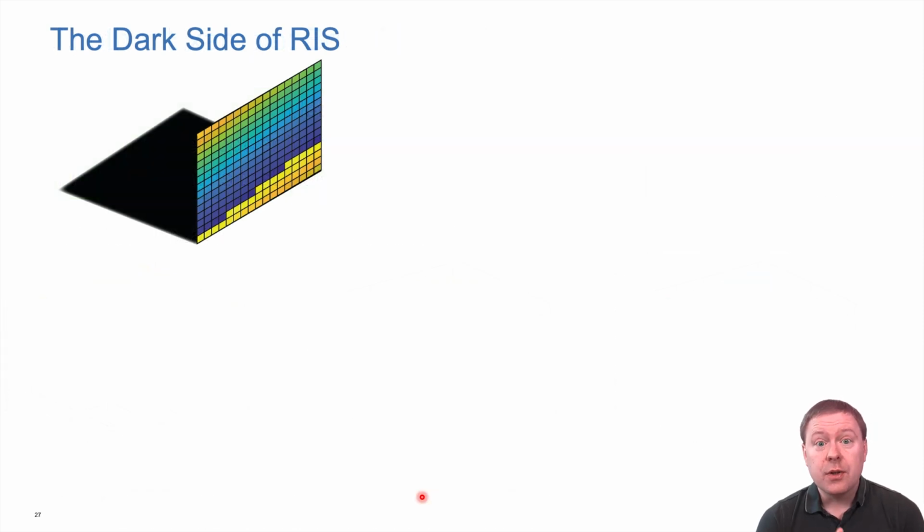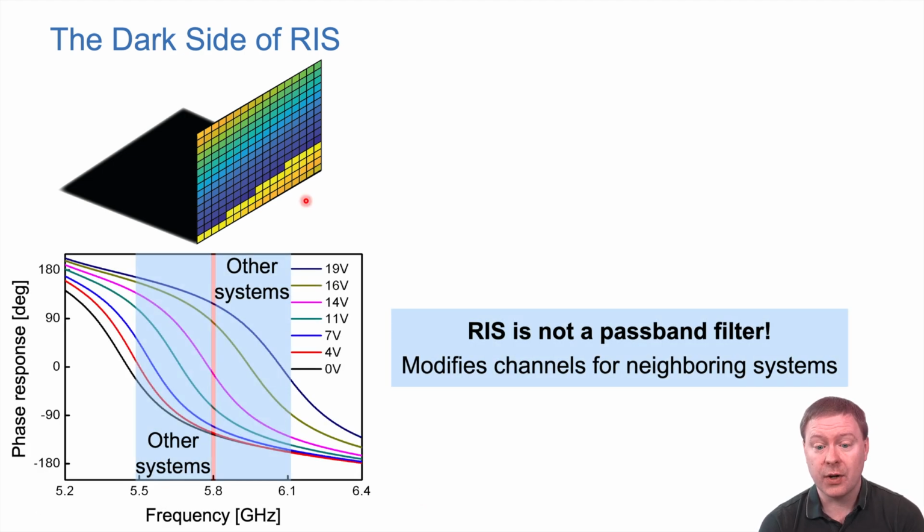Even if there are many good things that an RIS can do, there are also some issues when it comes to actually deploying them in practice, which we call the dark side of the RIS. And one thing we should remember is this phase response that I was showing you earlier. Within our desired band, we have a particular phase shift that we can design, that is the thing we want to achieve. But outside that band, we will also have some other system operating. Maybe another telecom operator has paid a lot of money for the spectrum to use there. And we will change the channel also in those bands, even if the phase shift will be different.